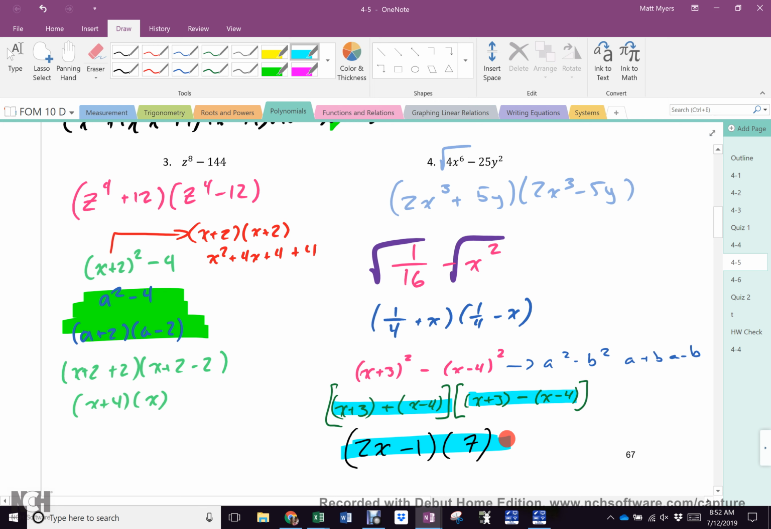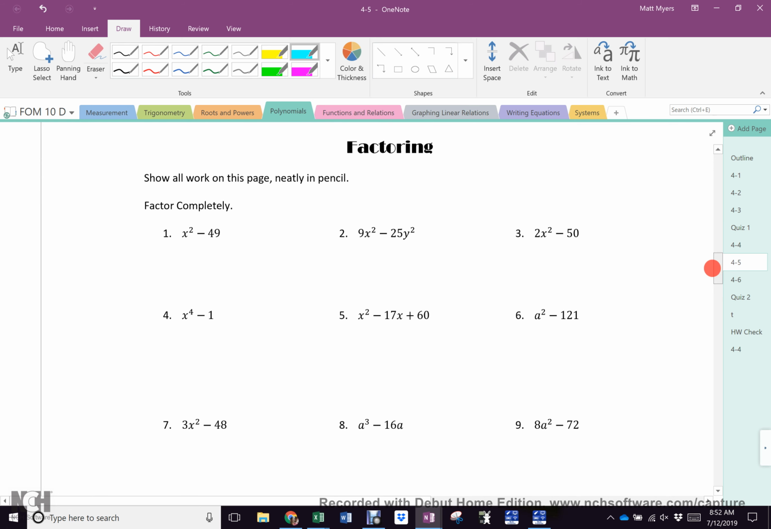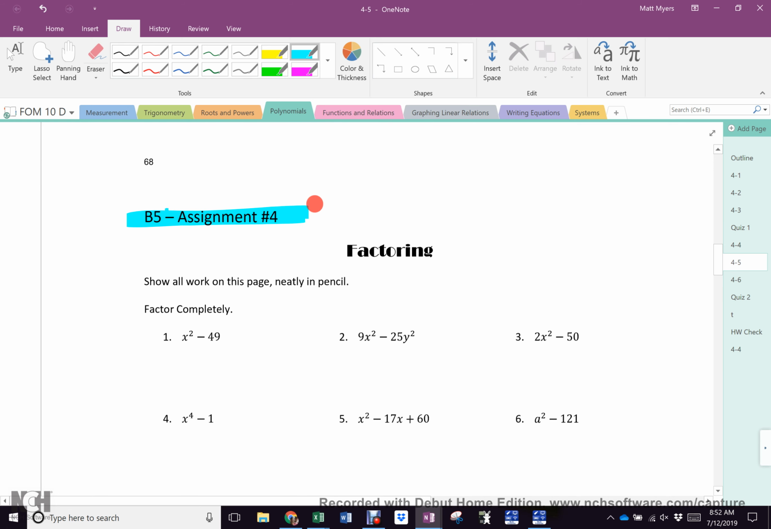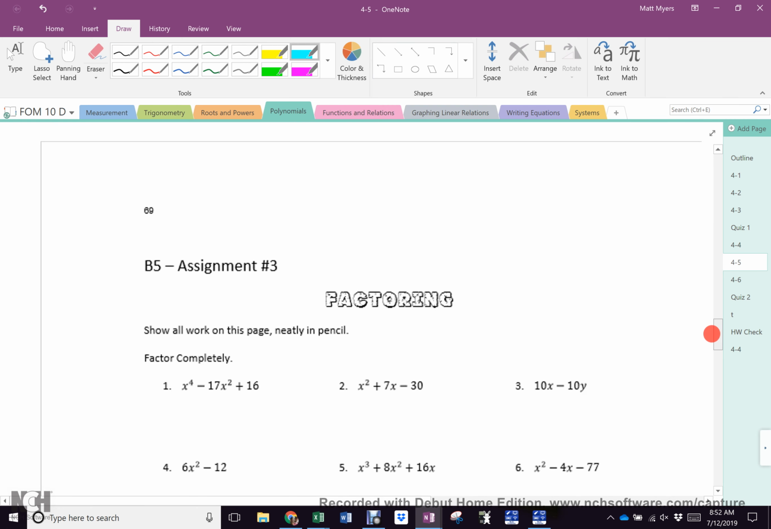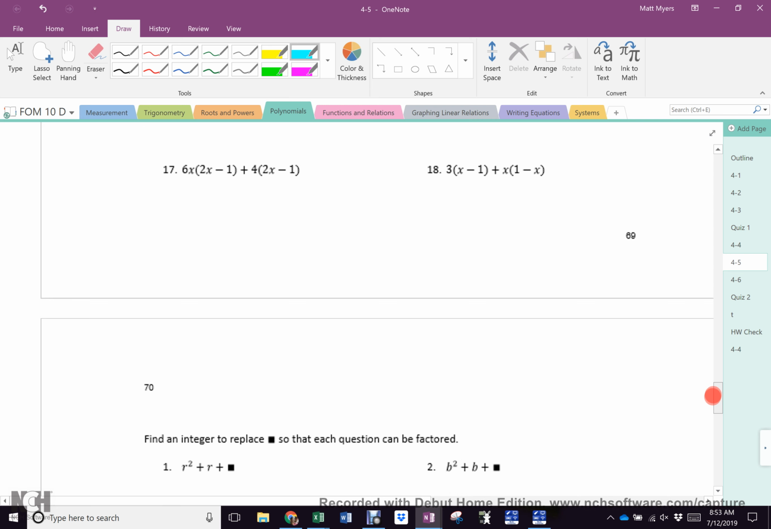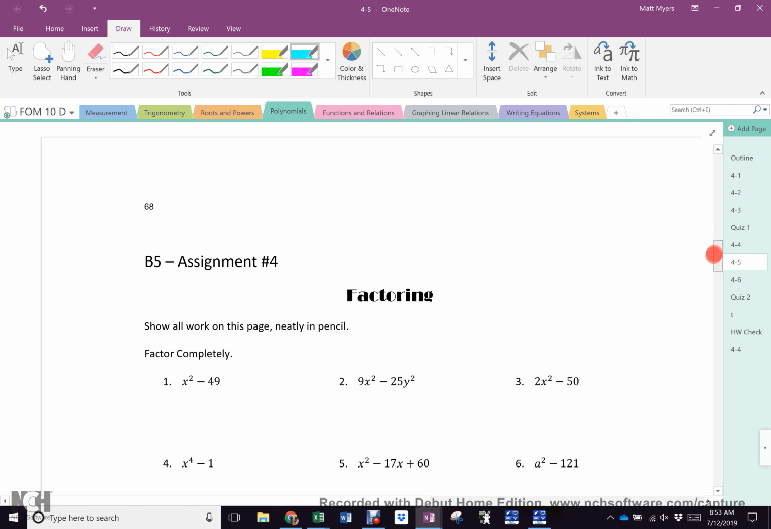Does everybody see? It's an easy concept. Square root of the first one, square root of the second one, plus minus. But it can be written in very confusing ways. Is everybody cool? All right. Break is at 9:15. It is 8:50. I want you to do, it's called an assignment, but it's not an assignment. I want you to do page 68 before the break.